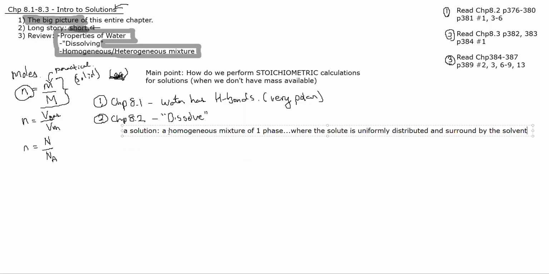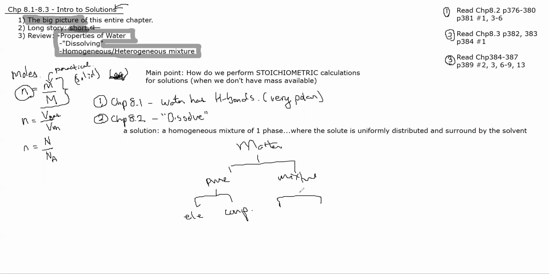Do you remember the classification of matter? We had matter, and it broke down into pure substances versus mixtures, and the pure became element, compound, and this became homogeneous or heterogeneous. I'm going to erase this in a second, but don't copy this. It's basically that. It is a homogeneous mixture of one phase.